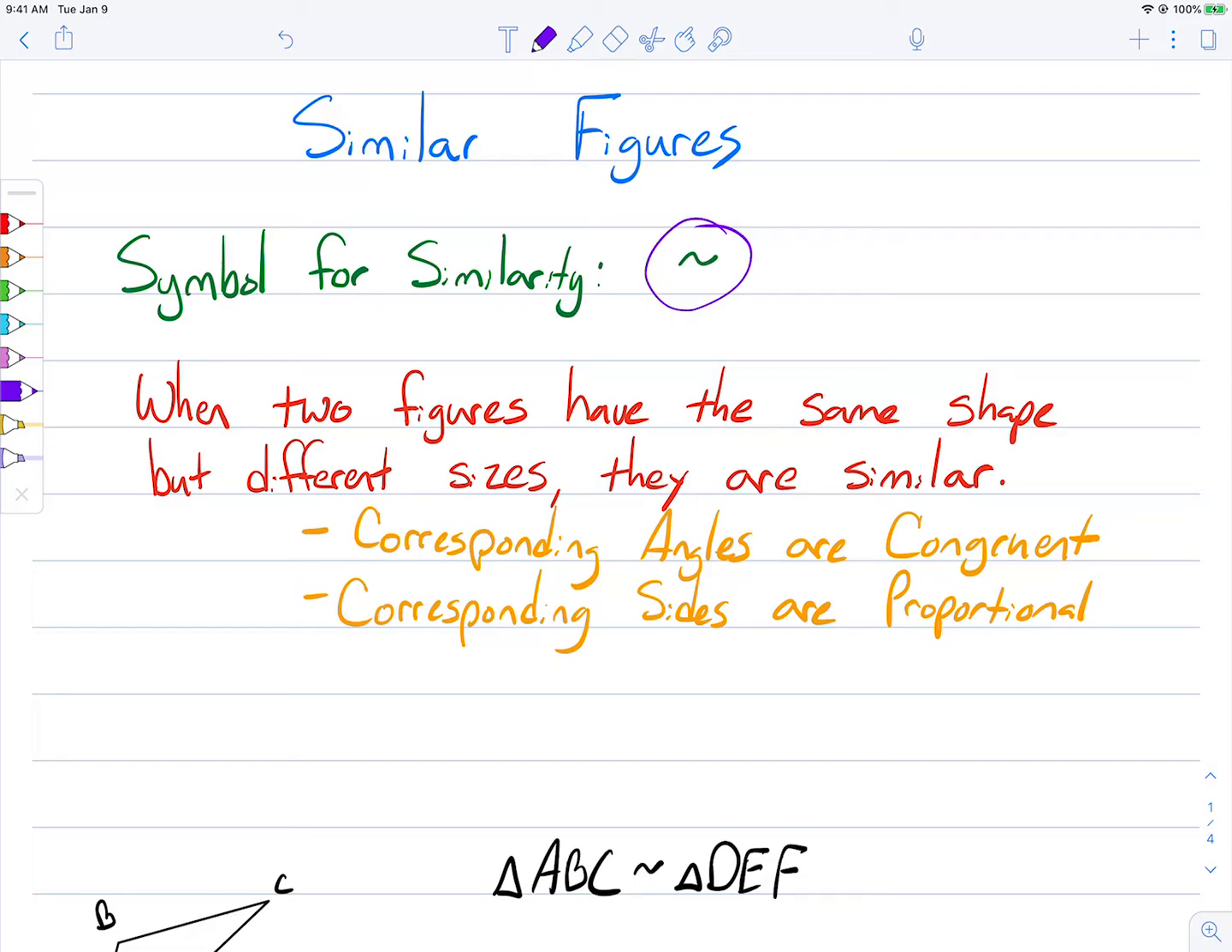So what does similar mean? It means when two figures have the same shape but are different sizes. So for similar figures, their corresponding angles are congruent, so the angles remain the same size, and the corresponding sides are proportional, which means it might be 2 times bigger, 3 times bigger, half as big, something like that. And we will be dealing with proportions.